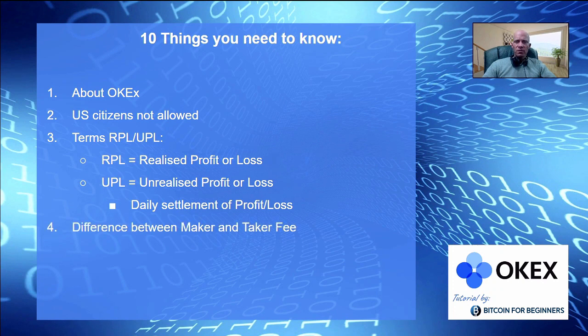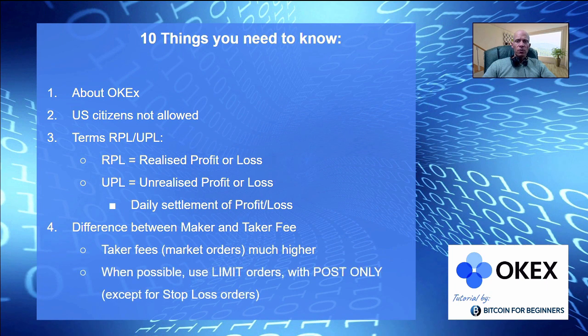OKEx applies different fees for the so-called maker and taker orders. Taker orders are essentially market orders and have much higher fees. Maker order fees are much lower, so to save money, ideally try to place limit orders with post only when possible.